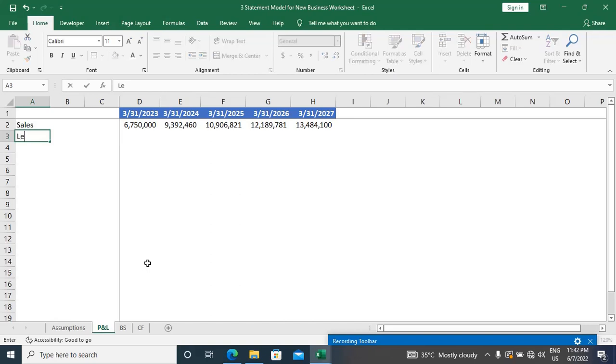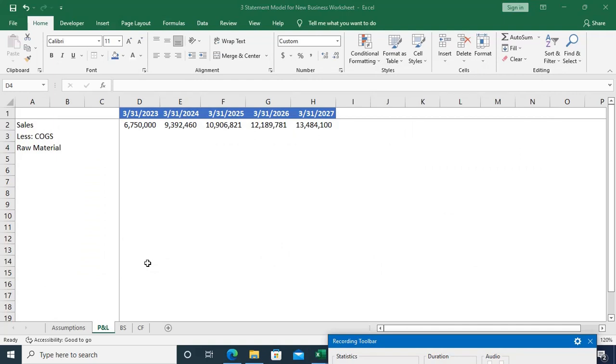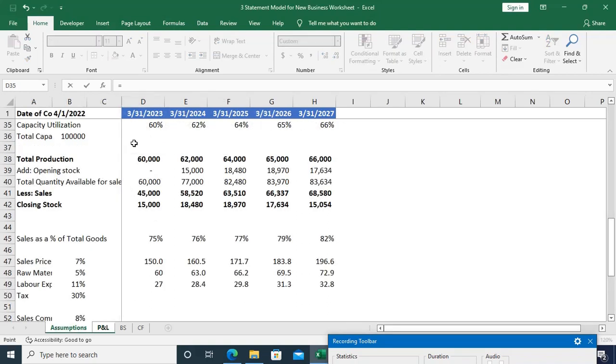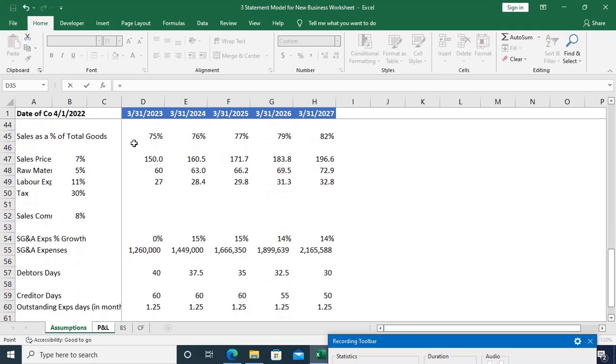Now less COGS, less cost of goods sold. Under this line item, cost of goods sold, the first thing that comes is the raw materials. It's the time for raw materials. How do we get the raw materials? We definitely calculated the raw material part. We had a discussion in the assumption sheet. Raw materials, this is per unit, right?